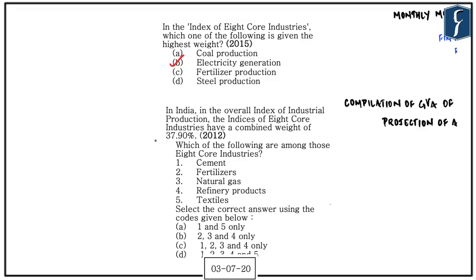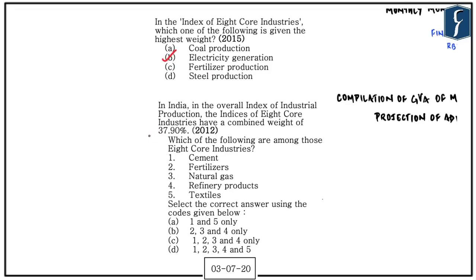We'll see how. Then in 2012, UPSC had asked in India, in the overall index of industrial production, the indices of 8 core industries have combined weight of 37.9%. Which of the following are among those 8 core industries? So there are 8 core industries. You are expected to recall each one of them. And if you start reading from the top, cement, fertilizer, natural gas and refinery products, all these 4 are included in the 8 core industries, whereas textile finds no place in that list. And hence the right answer will be C, 1, 2, 3 and 4 only.